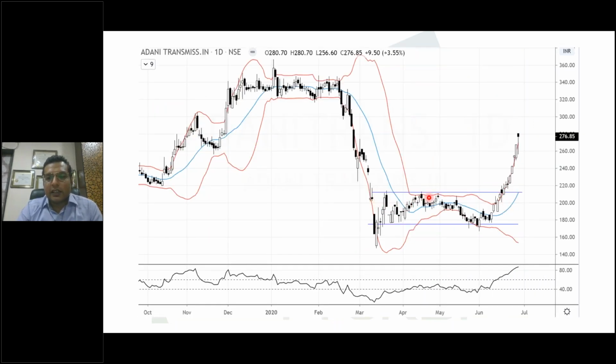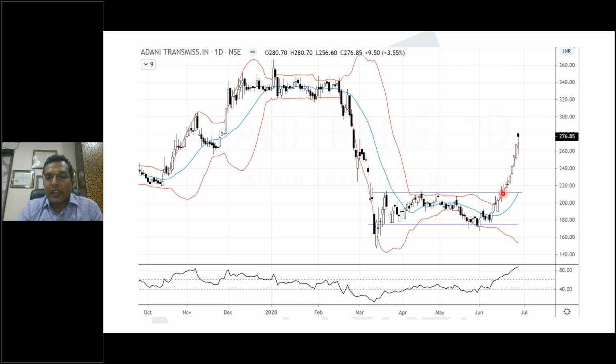So again, this is an example of Adani Transmission. This is the daily chart. So we have looked at an hourly chart, we have looked at a 30-minute chart, and now we are looking at a daily chart. Similarly, see, there is a defined resistance zone, and there is a defined support zone, and then the prices start to tag the upper band, but the resistance zone is intact. So we are not going to jump early. We have to wait for this resistance to be broken.